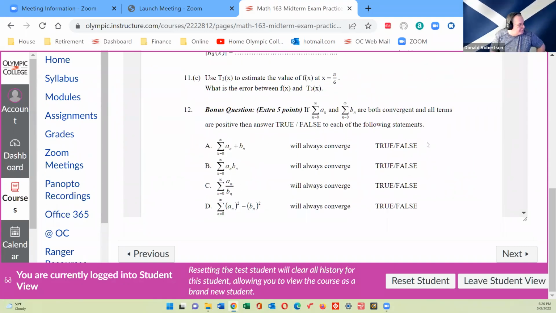Right, look, since I'm here, suppose I tell you that sigma a_n and sigma b_n are both convergent, right? So they're both convergent series. Would sigma (a_n + b_n) always converge? True or false? What do you think? If sigma a_n converges and sigma b_n converges, if you made a series by adding the a_n and the b_n together, would they also always converge?